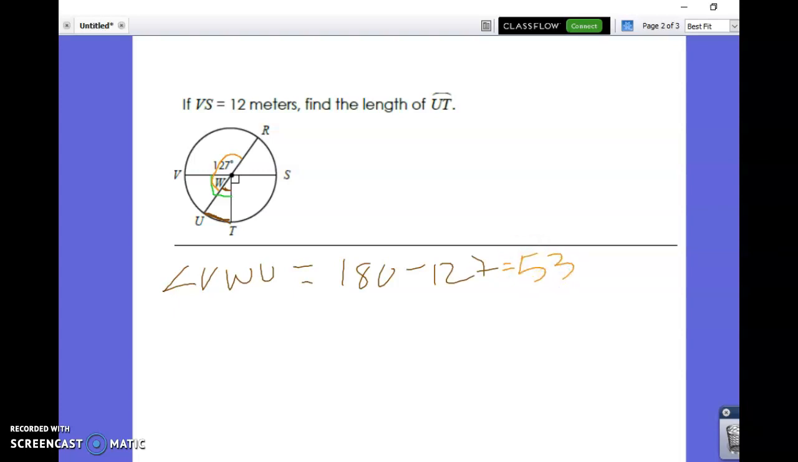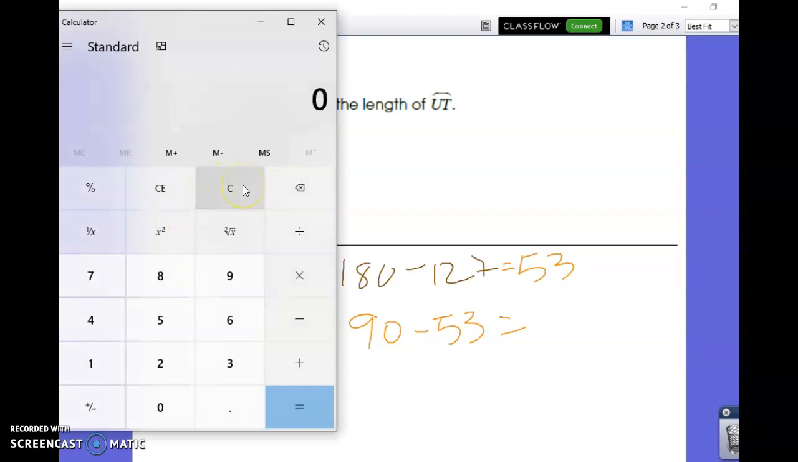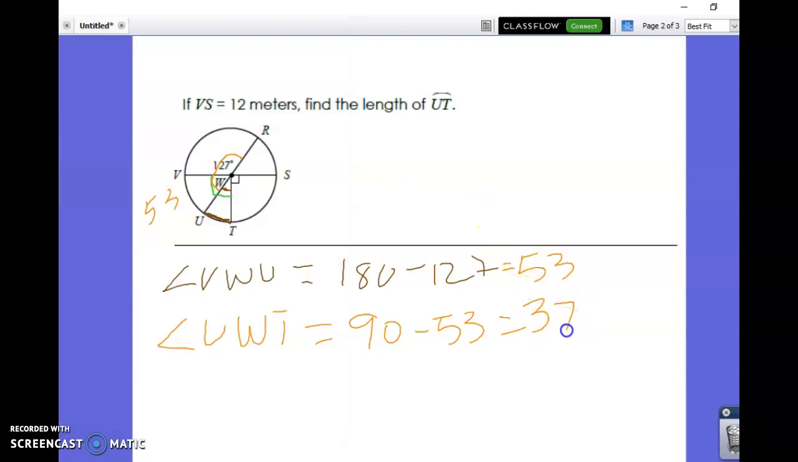So that means this little piece right here is 53. If the whole thing is 90 degrees right here, so now to get just UT, the degree of UT, or the central angle here, we just go ahead and subtract that from 90 degrees. So to get angle UWT, we do 90 minus 53, and that gives us 37. So that means this piece right here is 37 in degree.